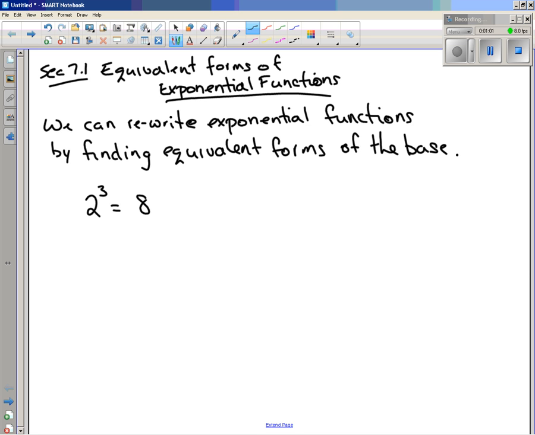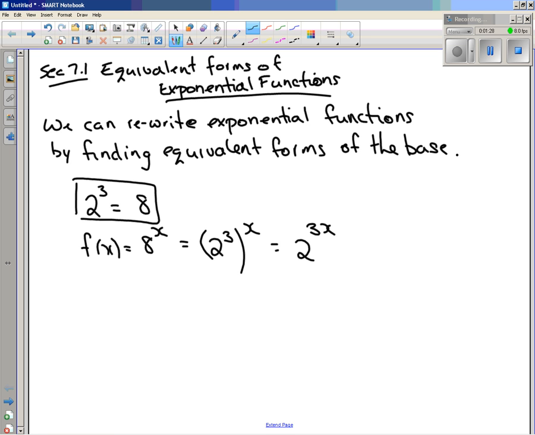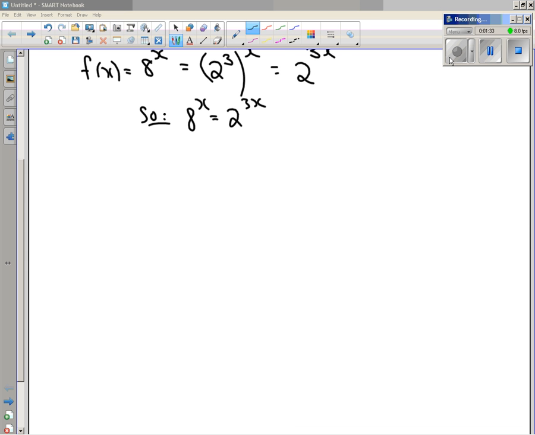Okay. So if we have a function, say 8 to the power x, we can write an equivalent form of the base. We know that 8 is 2 cubed, so we can say, well, that's 2 cubed to the power x. And we can get an equivalent form of that function as 2 to the power 3x. Sort of idea. We can also apply equivalent exponentials to simplify an expression.